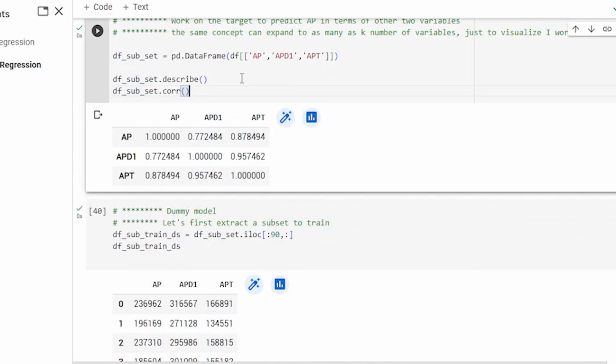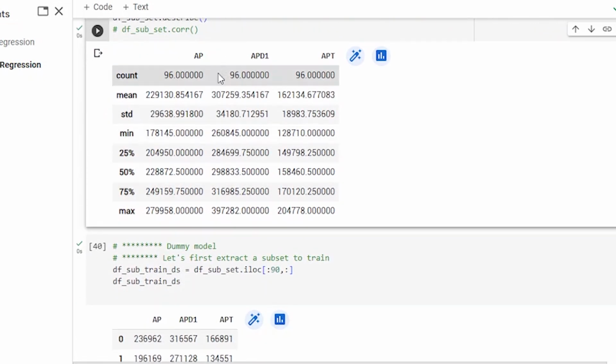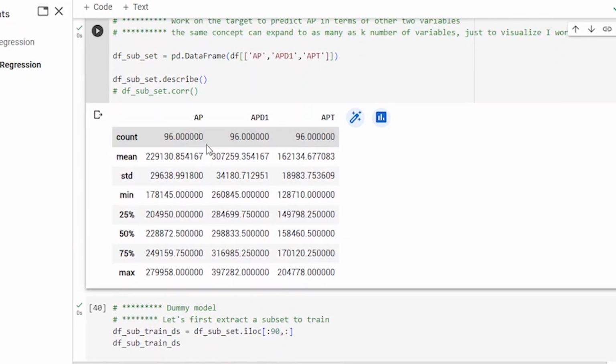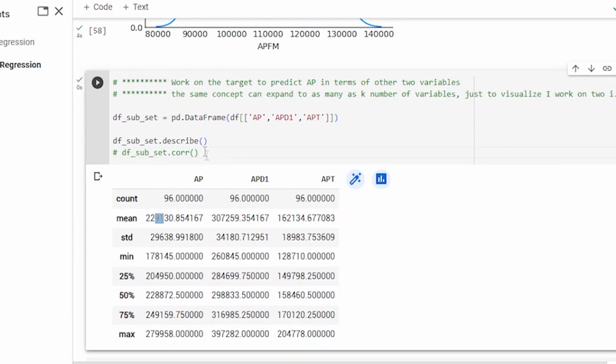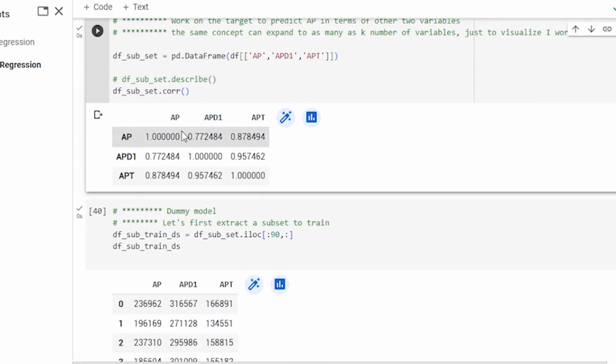Now, if I want to take a quick describe on these 3 variables all together, you can see here the count of them. As we said, we have 96 cases. The mean of the AP is this one, the standard deviation, minimum, maximum, percentile, etc. Also, maybe we can look at the correlation between them. I just wanted to see whether there is correlation or not. The AP is of course correlated with itself with 1, but its correlation with APD seems to be positive with 0.77, so it's quite a strong correlation. The stronger happens to be with the APT, so both of them happen to be good predictors.